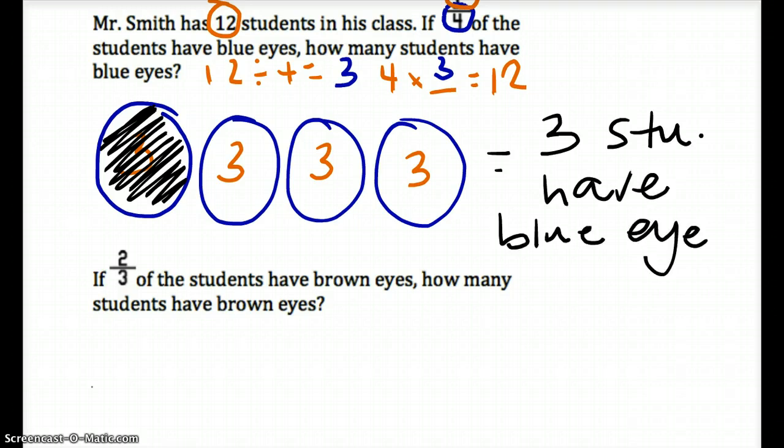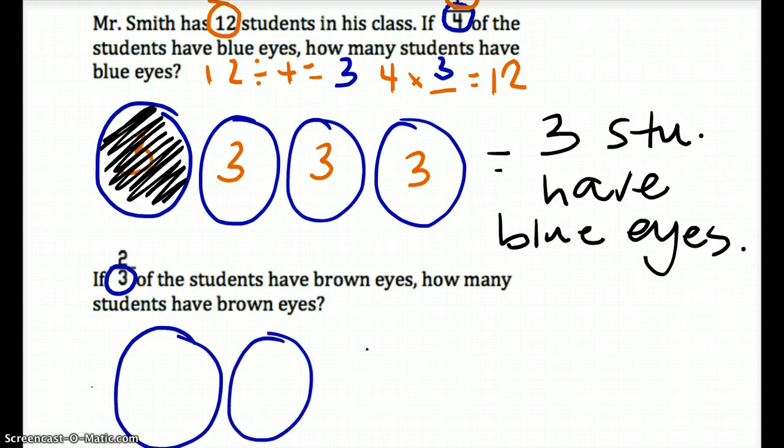Let's look at another one for some extra practice. Down here it says, if 2/3 of the students have brown eyes, how many students have brown eyes? So just like we did before, we're going to look at the denominator, this bottom number, to tell us how many groups we want to break his class into. So this time we're going to have 3 equal groups.